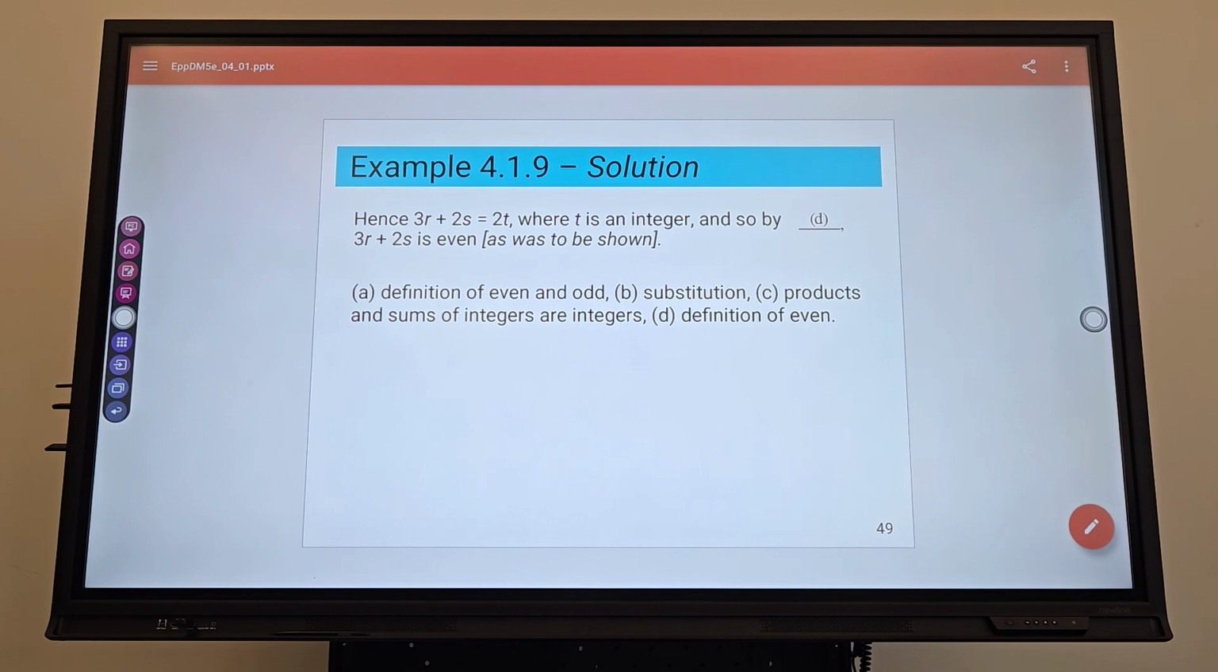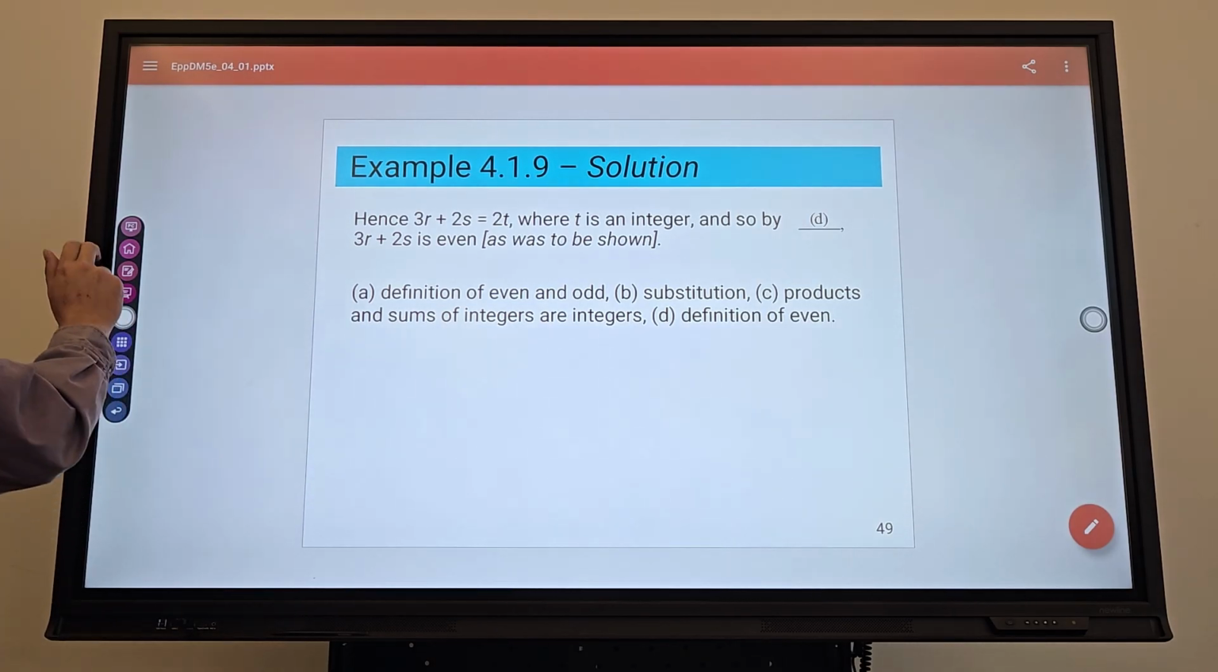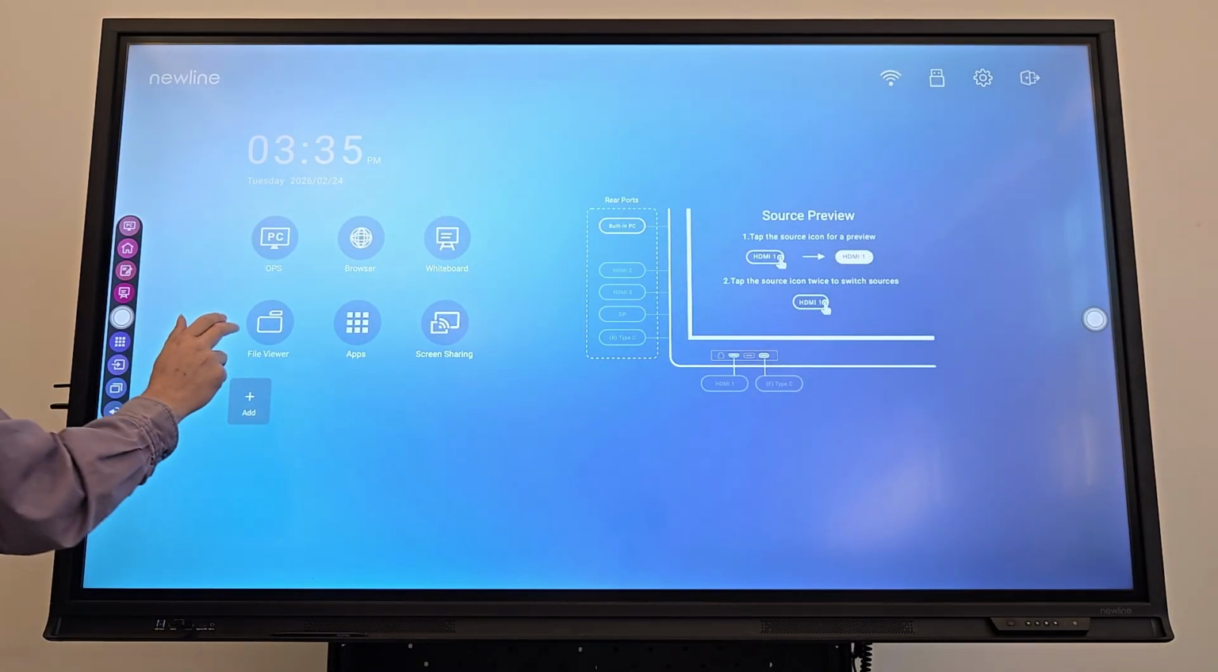Hence, 3r plus 2s equals 2t, where t is an integer, and so by the definition of even, 3r plus 2s is even. There you go. And that's it for that slide deck, and we'll move on to section 2.